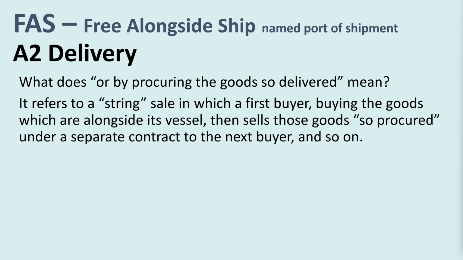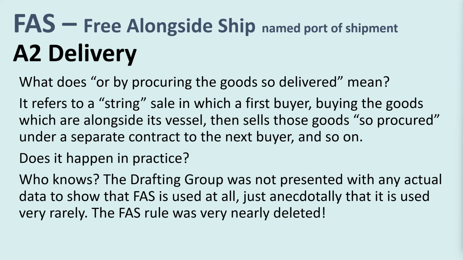It refers to a string sale in which a first buyer, buying the goods which are alongside its vessel, then sells those goods so procured under a separate contract to the next buyer, and so on. Does it happen in practice? Well, who knows? The drafting group was not presented with any actual data to show that FAS is used at all, just anecdotally that it is used very rarely. The FAS rule was very nearly deleted.